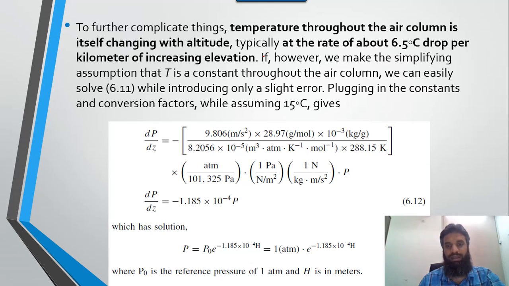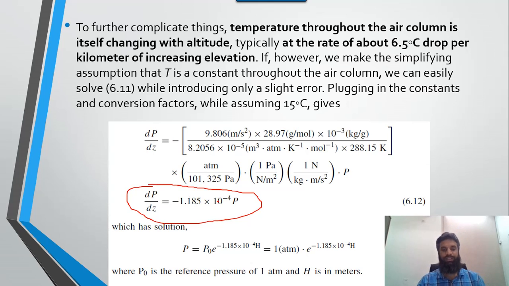If you see this example, then we can simplify it like this. We have 9.8 into 28.97, which is the molecular weight of the air, divided by 8.26, which is R, and the temperature. Then we have the atmospheric pressure in Pascal, and this is the whole change in pressure. This is basically 0.185 into 10 to the power minus 4, which is the solution.